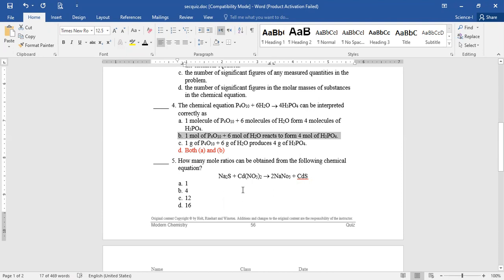Yes, overall 12, it's okay, but you forgot to make the ratio between the reactants together and products together. So that will also be here 2 and here 2. So overall, they're going to be 16. Good. Okay.